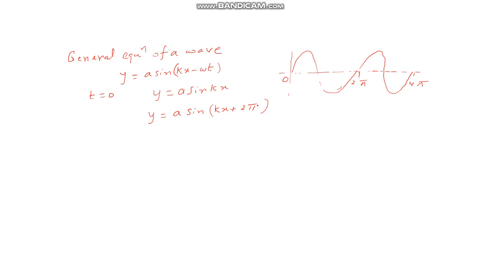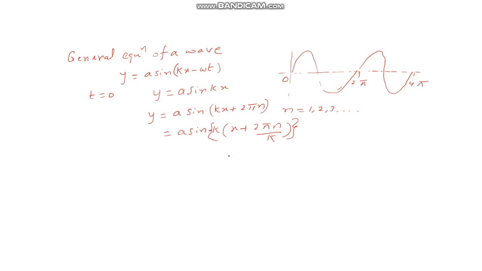So suppose if I add a value of 2 pi n here, where n is an integer, n is equal to 1, 2, 3, 4, like that. So essentially this function remains the same. So here, if I take k common, I get x plus 2 pi n by k. This is the expression I get.